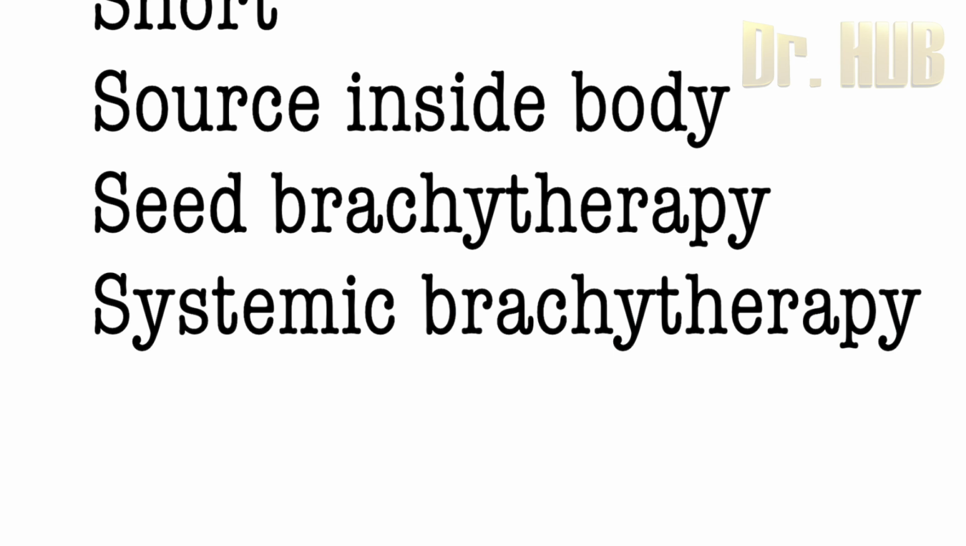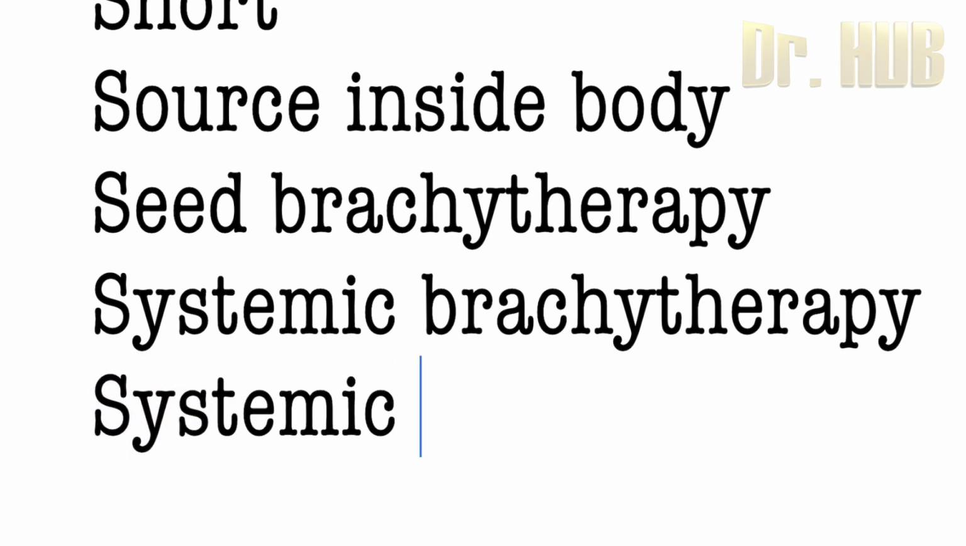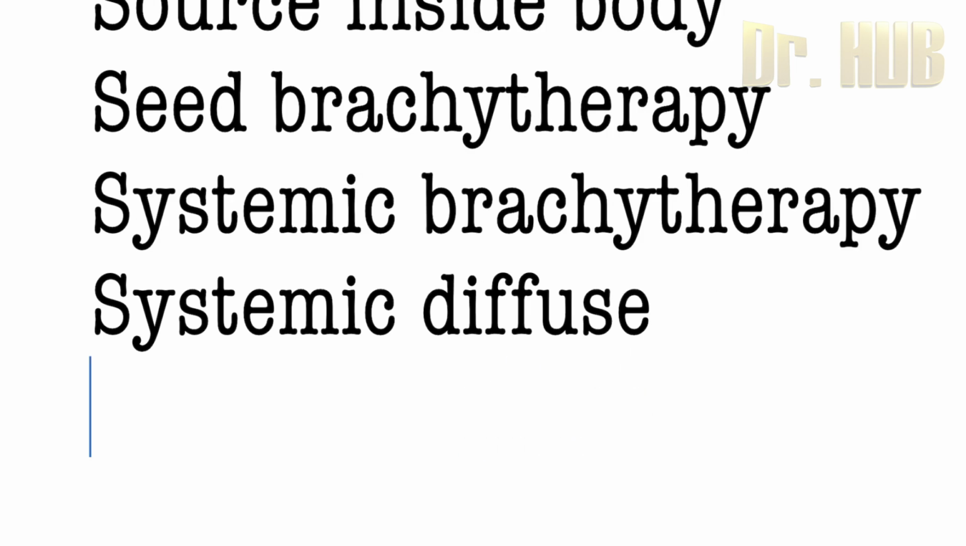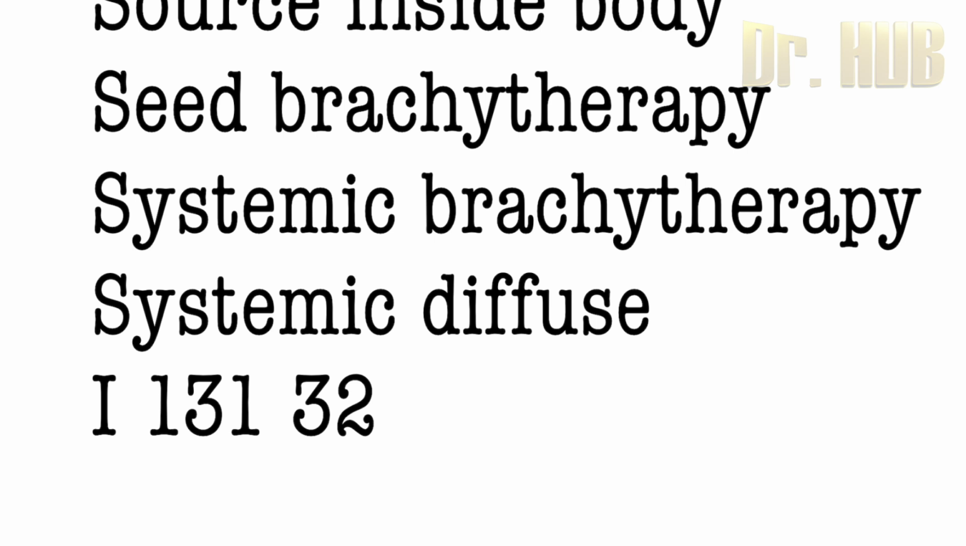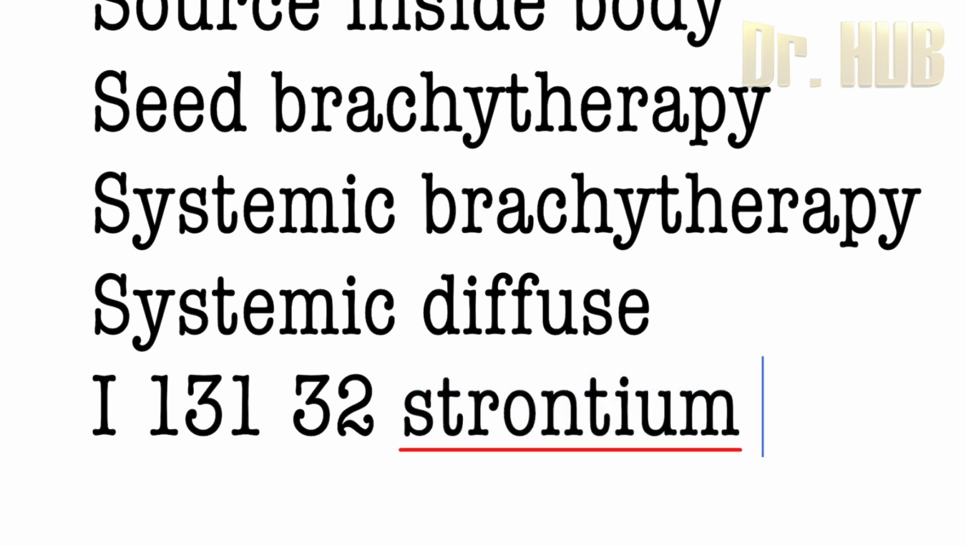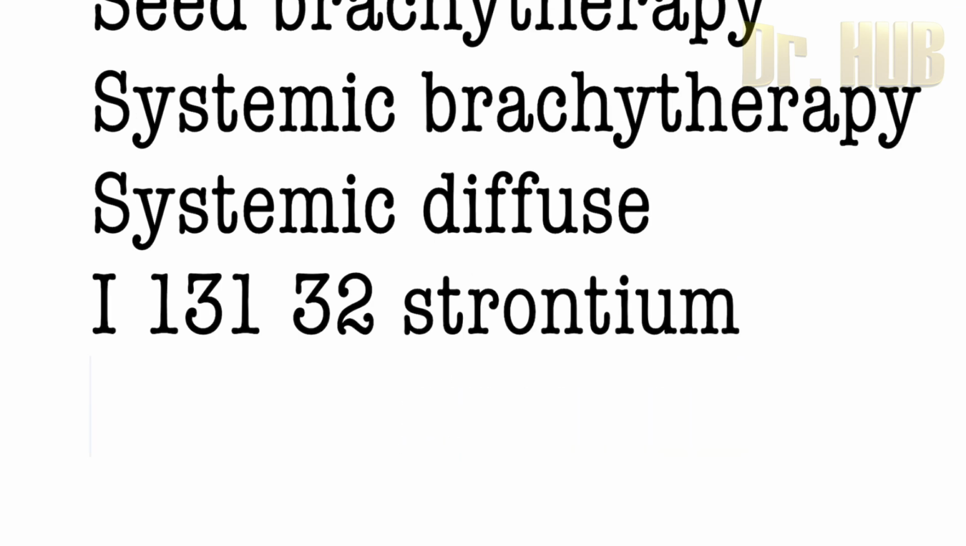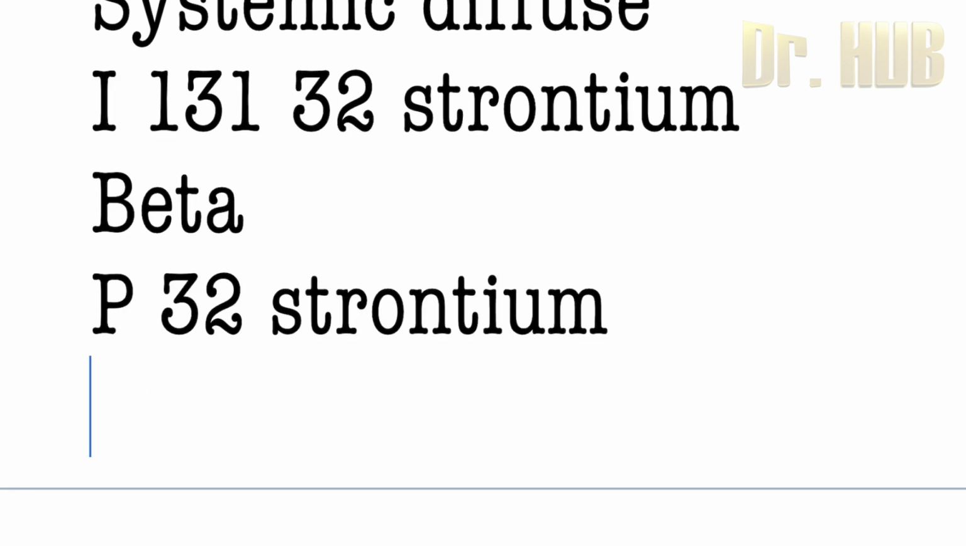Now let's look at systemic brachytherapy. In systemic brachytherapy, there is a diffuse cancer. Examples of systemic brachytherapy radioisotopes include iodine 131, phosphorus 32, as well as strontium. They generally emit beta rays. The pure beta emitters include phosphorus P32 as well as strontium. So iodine 131 is not a pure beta emitter.